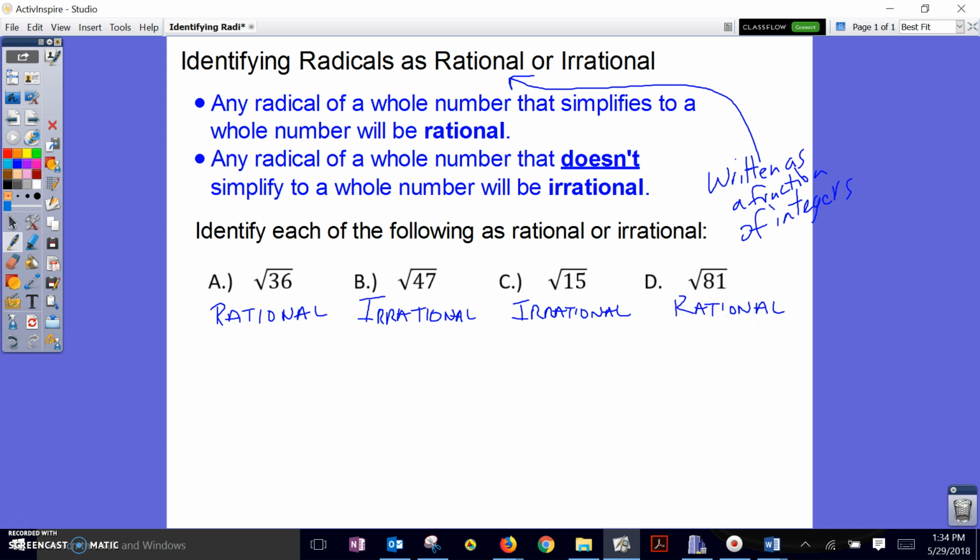And that concludes our quick, easy video on how we can identify radicals as rational or irrational.